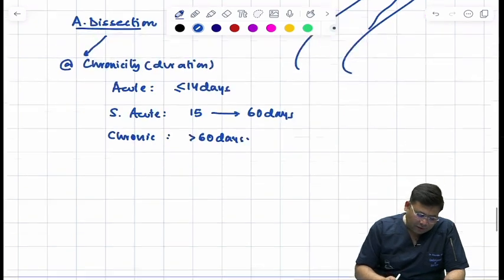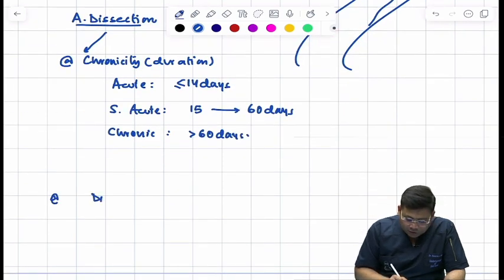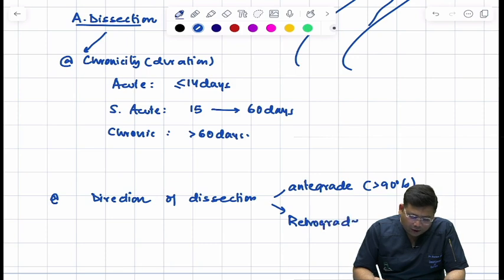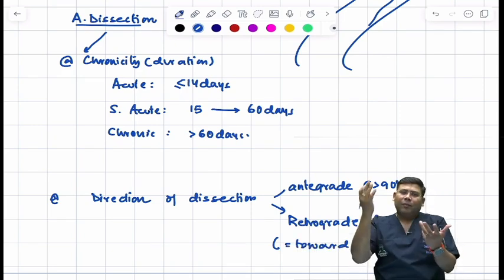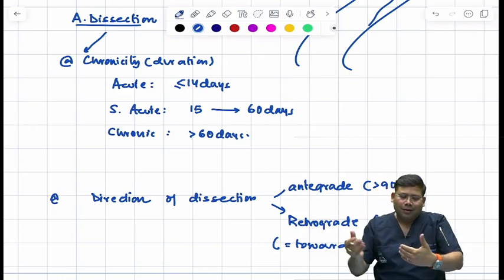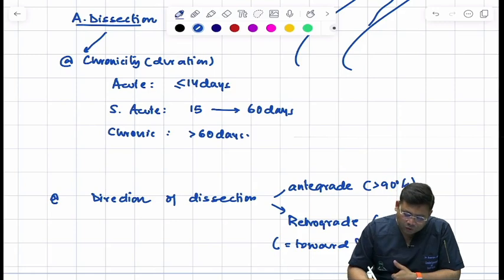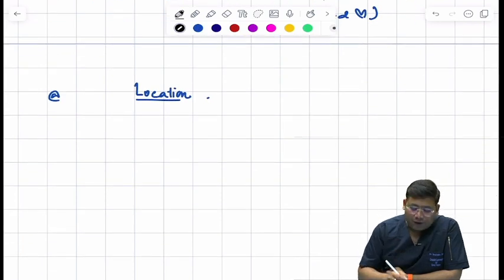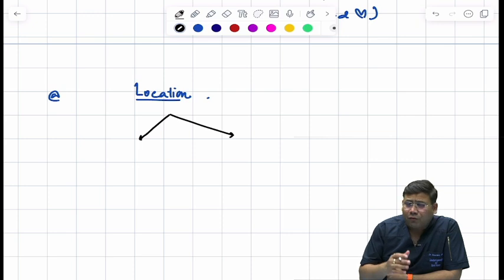The second classification that we have to understand is based on the direction of dissection. Mostly it is antegrade. Antegrade is the most common type, more than 90% of cases, and sometimes it is retrograde. What is retrograde? That means in 10% of the patients it is towards the heart. So it is starting at the level of maybe the right subclavian or the right innominate and going up towards the heart. This is retrograde. And third is on the basis of the location. When we talk about the location, we have two important classifications.